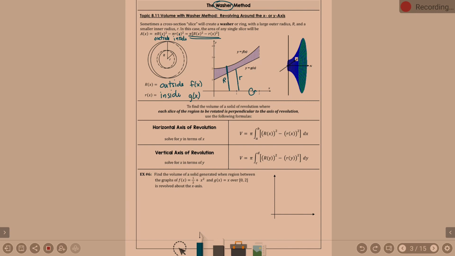Now, some things aren't changing. To find the volume of a solid of revolution where each slice of the region to be rotated is perpendicular to the axis of the revolution, use the following formulas. If it's a horizontal axis of revolution, like an x-axis, then everything's in terms of x. If you're rotating around a vertical axis, like a y-axis, then everything is in terms of y.